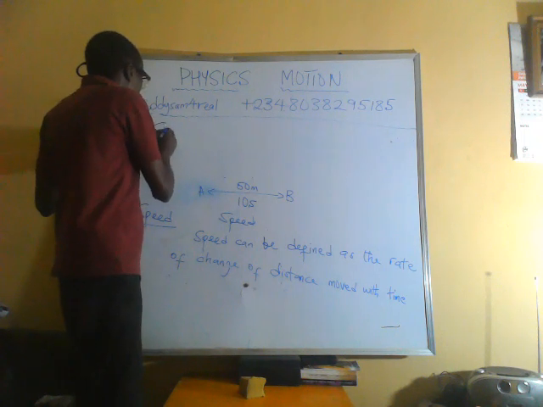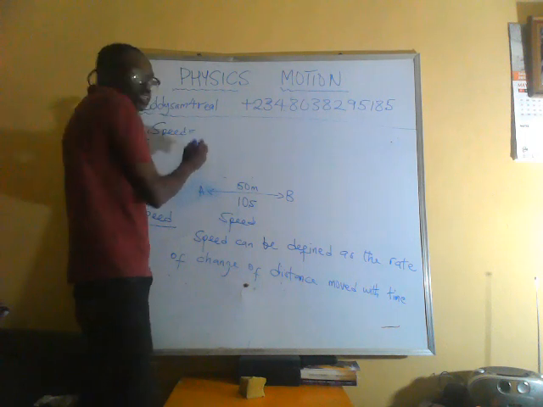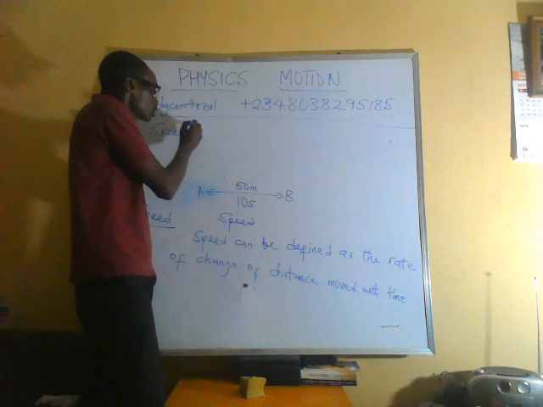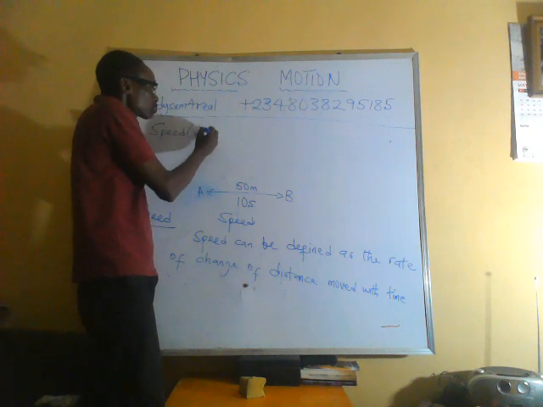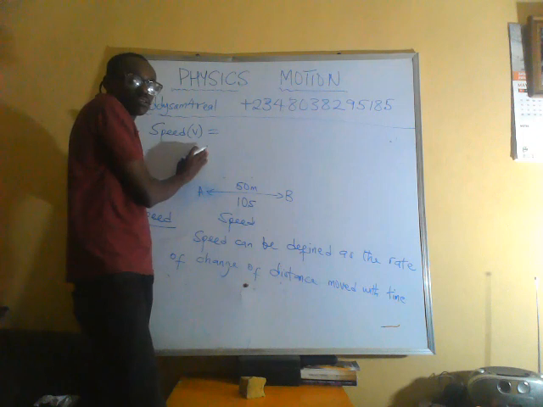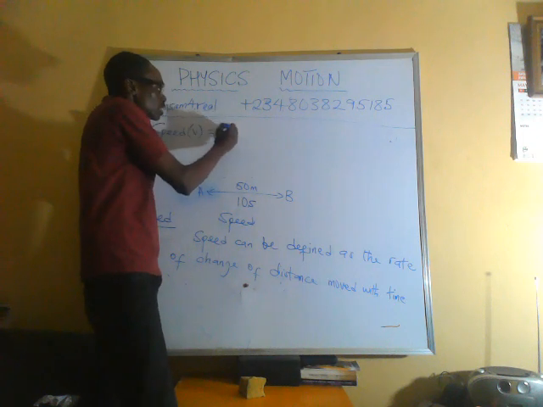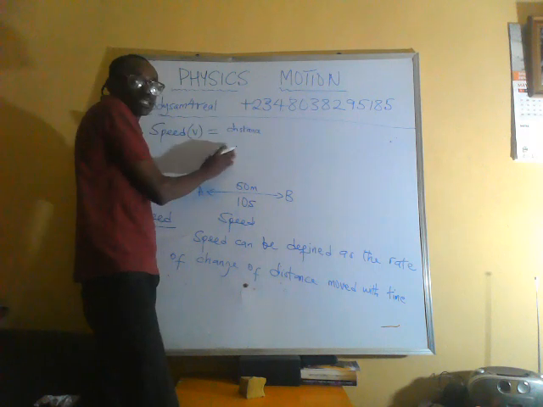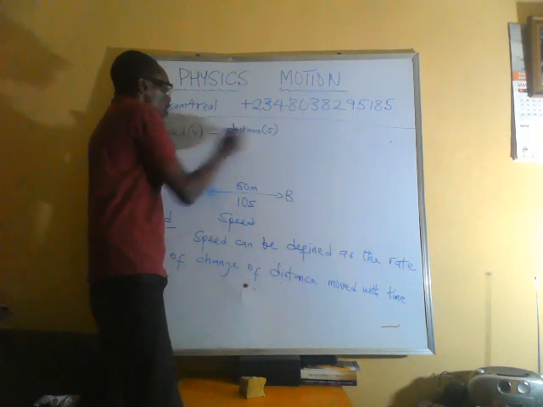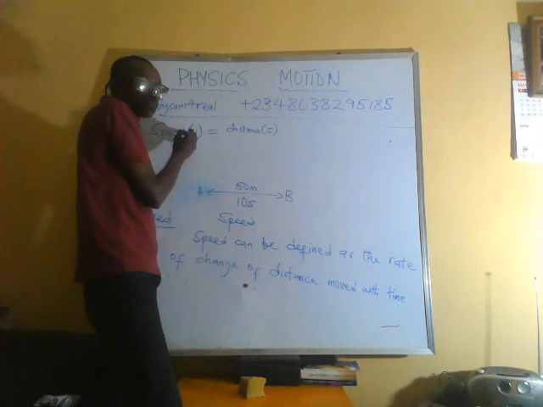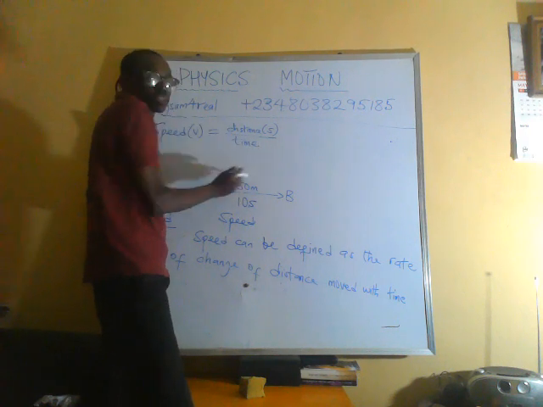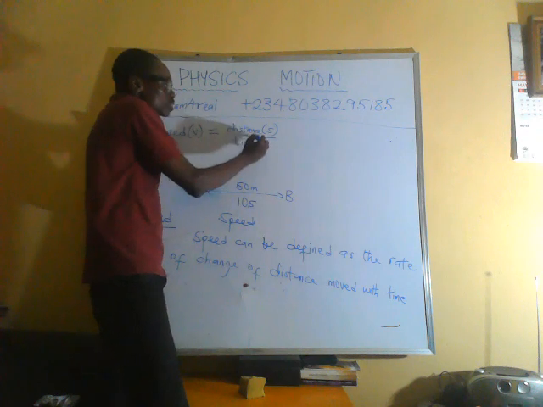The formula for speed: we're going to represent speed with the symbol small v, distance with the symbol small s, and time with the symbol small t. So speed is equal to distance all over time, v = s/t.